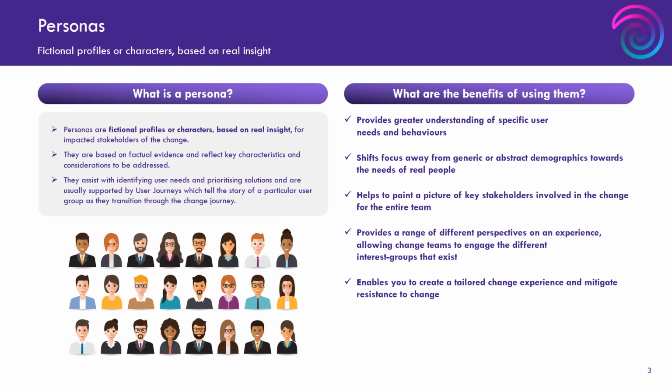So you're getting real factual evidence that reflects the key characteristics and the needs of whatever populations are going to be impacted for you. So let's say this is a group of managers, for example, and you're using the persona to really identify with the needs of that person and ultimately bring out what you think they're going to need in terms of change solutions to support them with adoption and engagement. So it really helps you to understand, at a greater detailed level, the specific user needs and behaviors in terms of the people who will be impacted by your change.